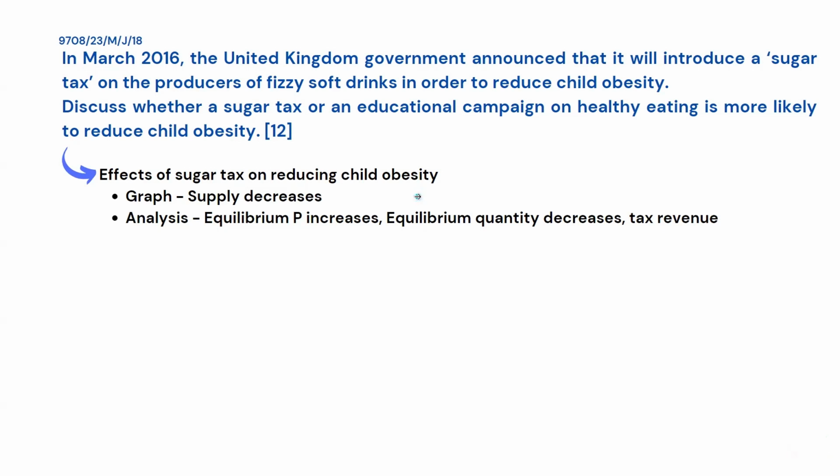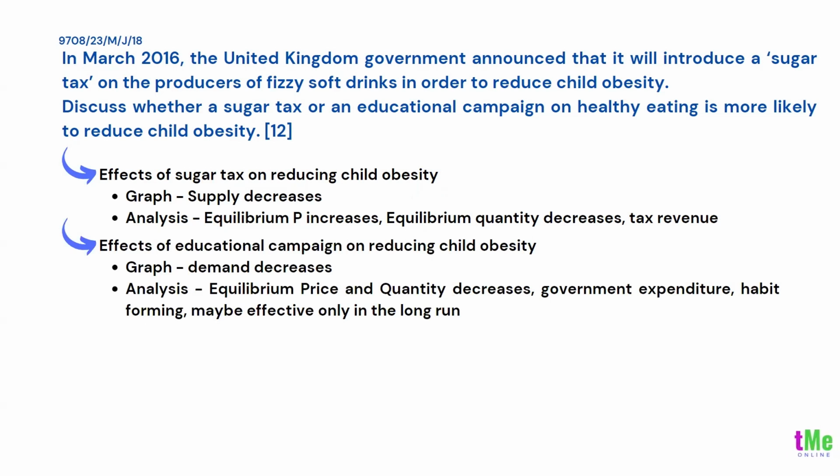After that, you move on to another paragraph where you talk about the effects of an educational campaign on reducing child obesity. It's not necessary, but in this case, my student has done a graph. She clearly said that the difference between an indirect tax and an educational campaign is that sugar tax decreases the supply, whereas an educational campaign helps to decrease demand, and both will decrease the quantity consumed. And she analyzed further whether it will be a workable solution.